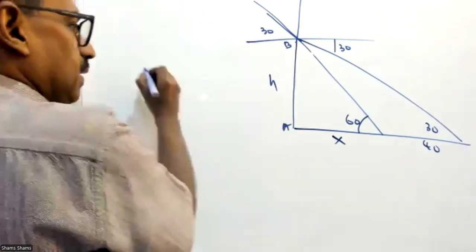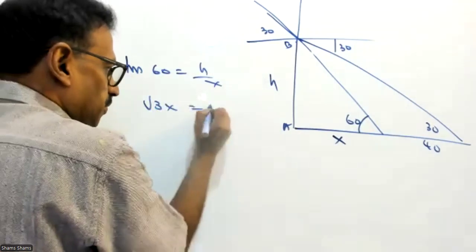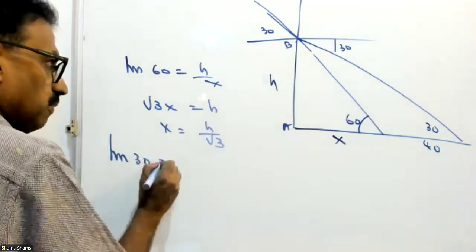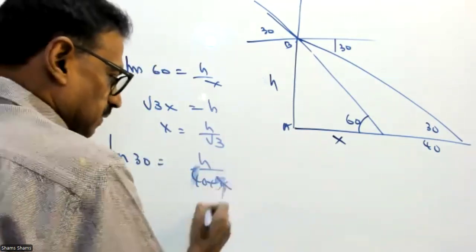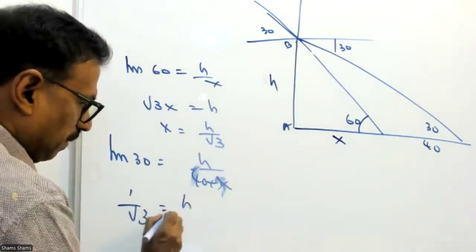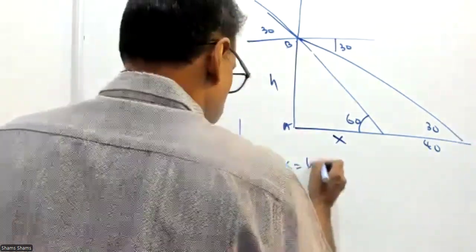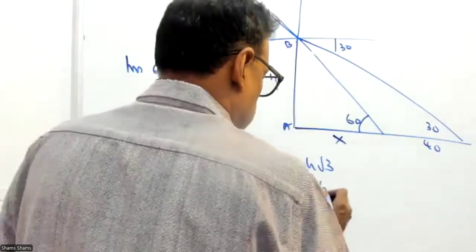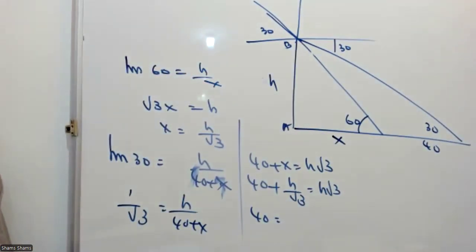Okay, then tan 60 equal to h by x. Root 3 x equal to h. X equal to h by root 3. Tan 30 equal to h by 40 plus x. So 1 by root 3 equal to h by 40 plus x. Then 40 plus x equal to h root 3. So 40 plus h by root 3 equal to h root 3. 40 equal to, you can simplify that, okay? Anyway, you got this one? Second one, 34.64. Yes, sir.